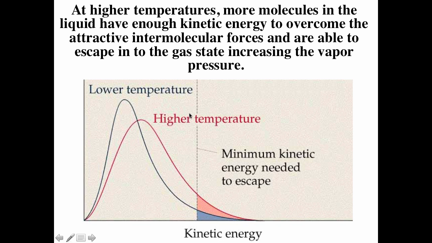Now, if you imagine that there's a minimum kinetic energy needed to escape from the liquid to the gas, and that's represented by the dashed line here, we see that the higher the temperature, a larger fraction of the molecules are able to escape into the gas phase. And so what this tells us is that as we increase the temperature, the vapor pressure should increase because a larger percent of the particles can leave the liquid and go into the gas phase.